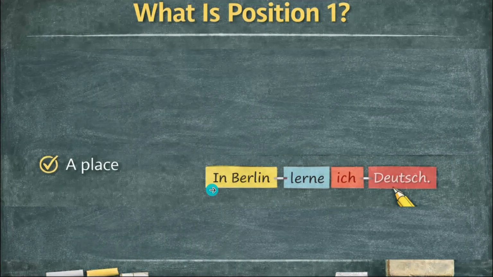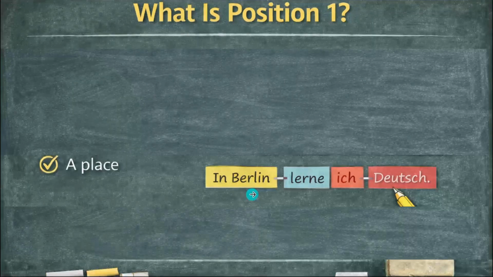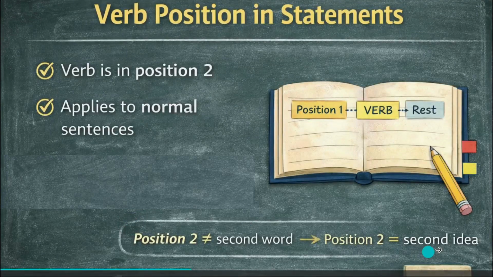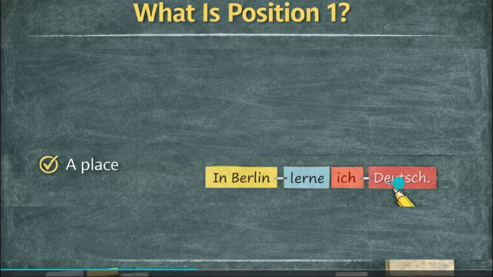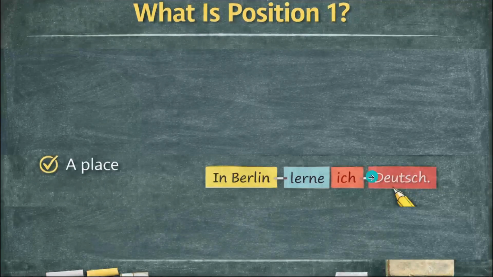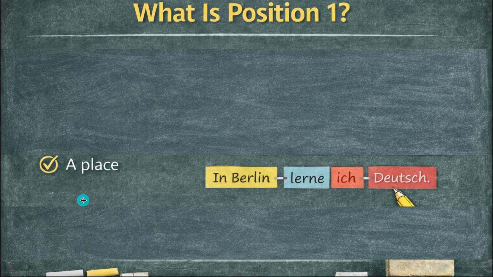In is the first word of the sentence. Berlin is the second word of the sentence. However, Berlin is not considered to be in the second position of the sentence. In Berlin is considered to be an idea, the first idea, and lerne is the second idea. Ich Deutsch is the third idea and goes to the rest of the sentence.